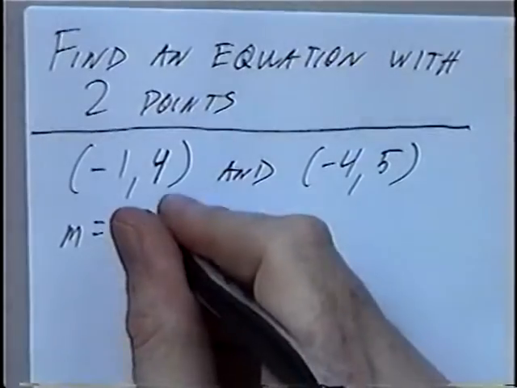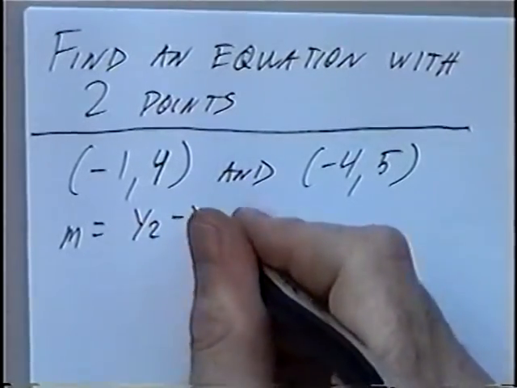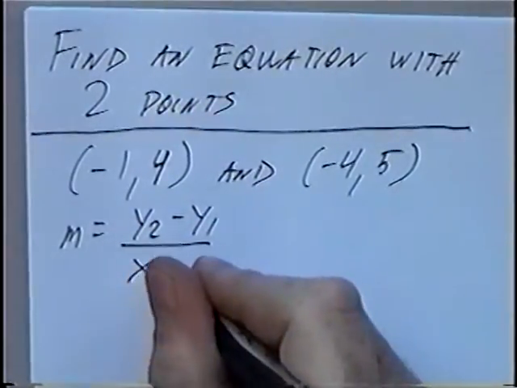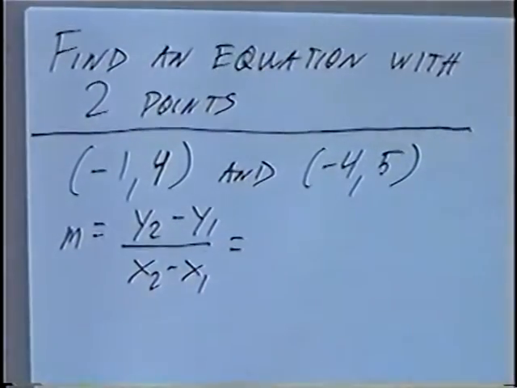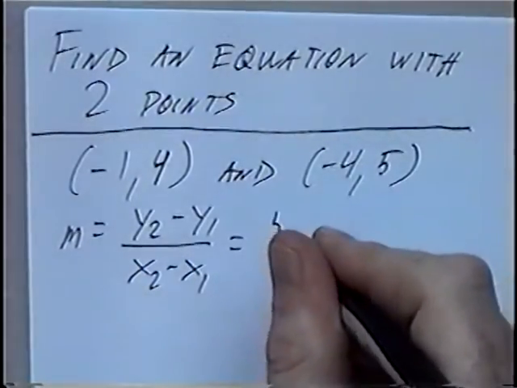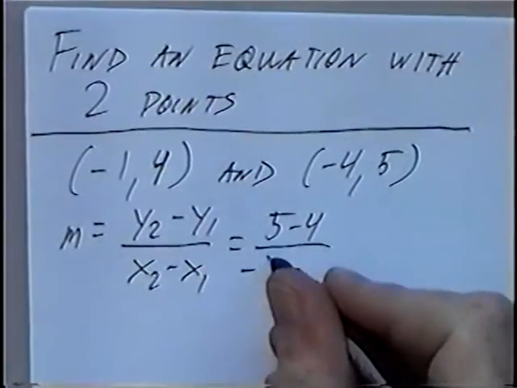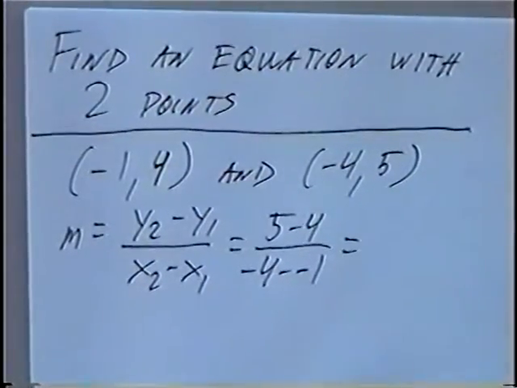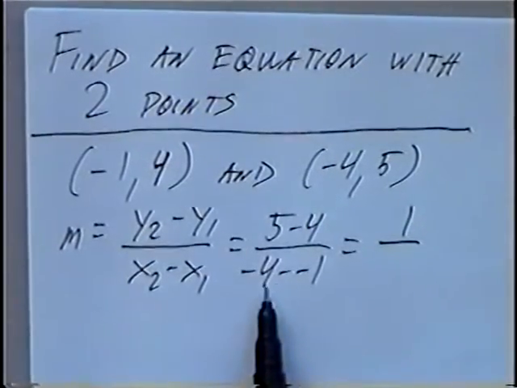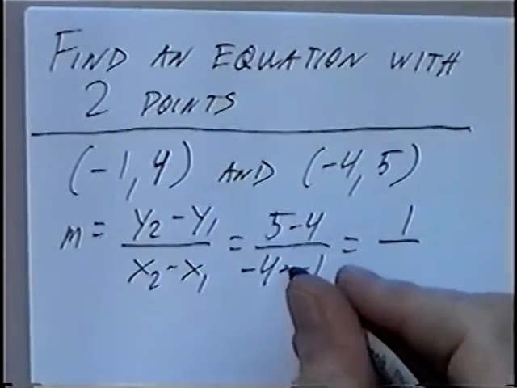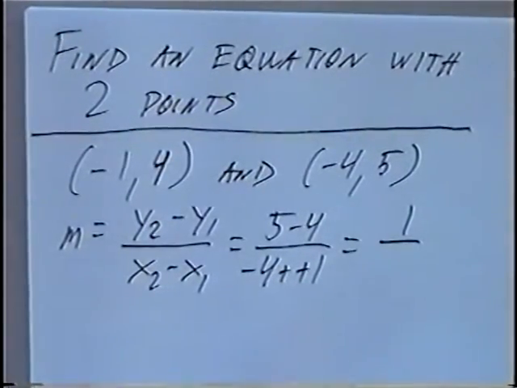If you remember from the previous section that we did, y2 minus y1 over x2 minus x1 is the equation for a slope. If we subtract the y values, we'll have 5 minus 4, and the x values, -4 minus a -1. 5 minus 4 would be 1, and -4 minus a -1 would be the same as -4 plus 1, which would be -3. So our slope would be -1/3.